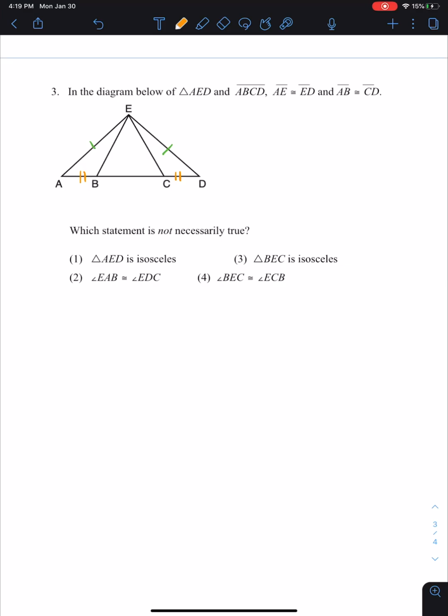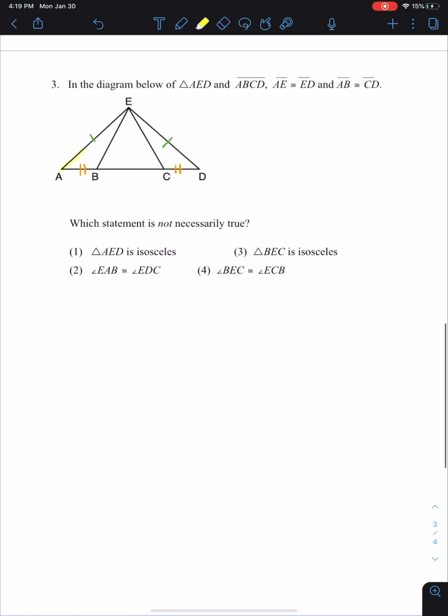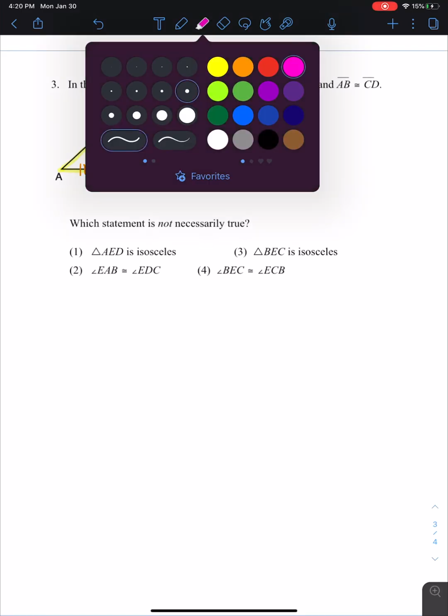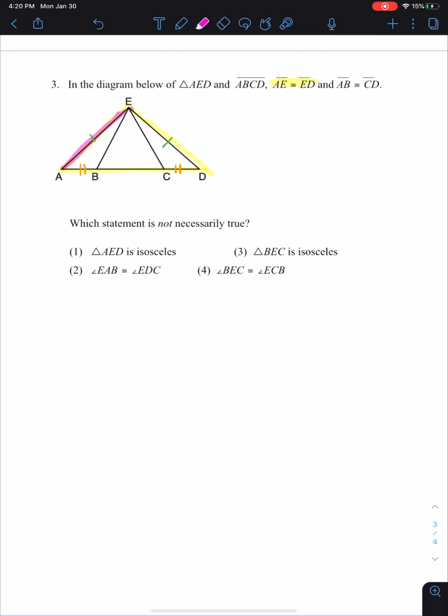So we need to go through each of these 4 statements, evaluate them, and see which one is not necessarily true. So the first one is that triangle AED is an isosceles triangle. We see that this is true because of this given here, that AE is congruent to ED. This means that 2 sides of the triangle are congruent to each other, and this is the definition of an isosceles triangle. So we're not going to pick option 1 because option 1 is true. So we're going to cancel out option 1.